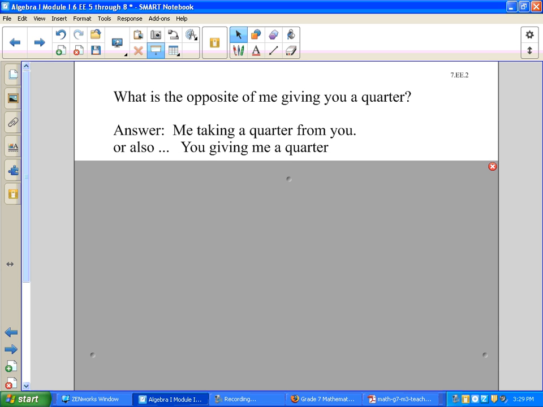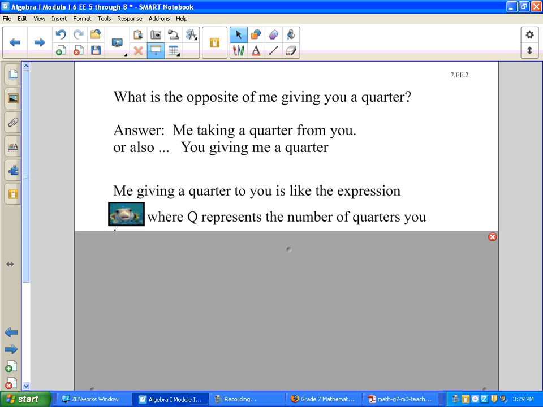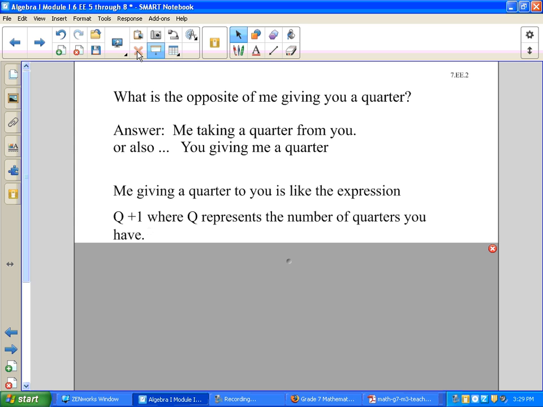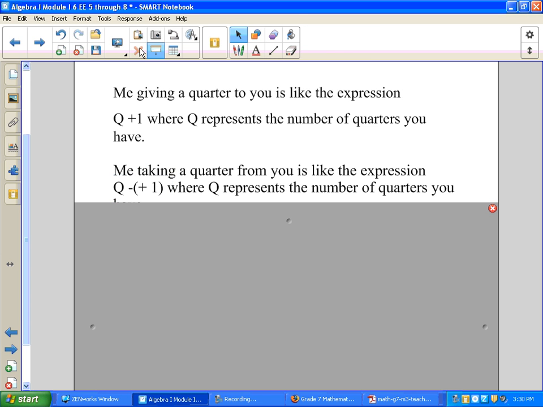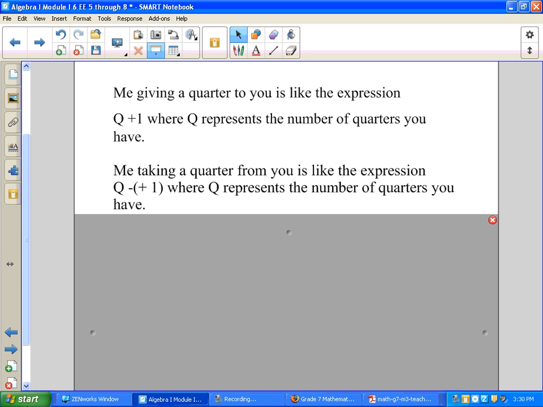What's the opposite of me giving you a quarter? The answer is me taking a quarter from you. Or the opposite of me giving you a quarter is you giving me a quarter. I wrote these in two different ways. Okay? Me giving a quarter to you is like the expression Q plus 1, where Q represents the number of quarters you have. Me taking a quarter from you is like the expression Q minus positive 1, where Q represents the number of quarters that you have.